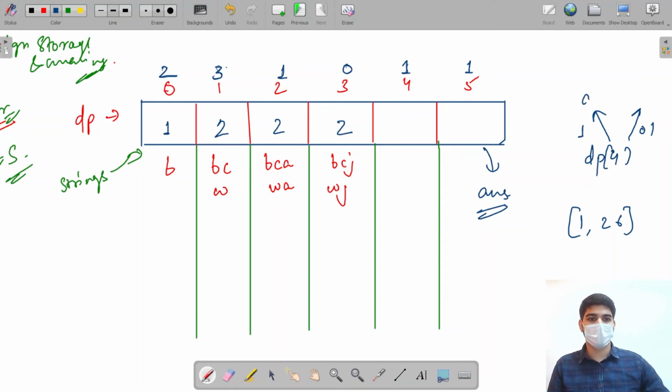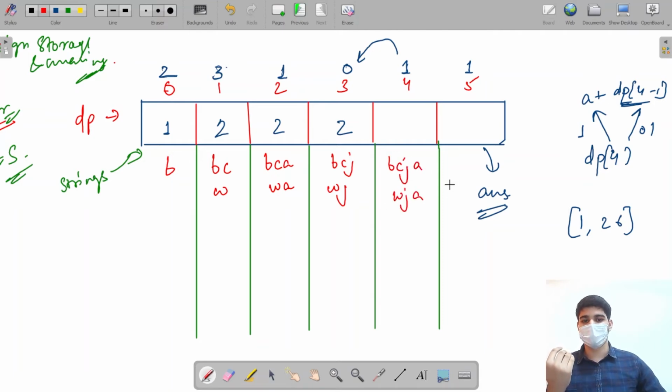If I come with 1, I would attach A to all the strings that are of length dp of 4 minus 1. So I would attach A to dp of 4 minus 1, right? So dp of 4 minus 1, which is 3. So I would go over here. I would see that we have bcj, wj, and I can simply attach A at the end of all of them. So I can have bcja and wja, right? And this would account to 2 encodings.